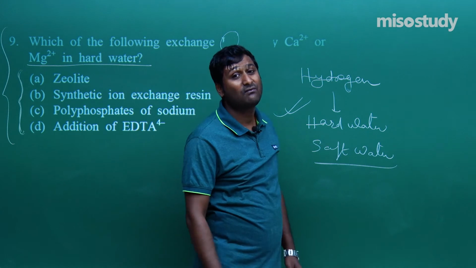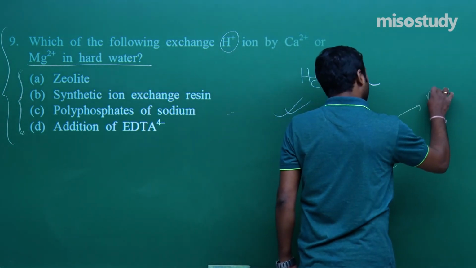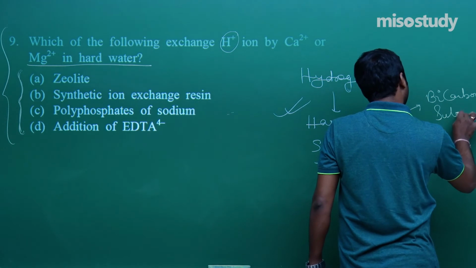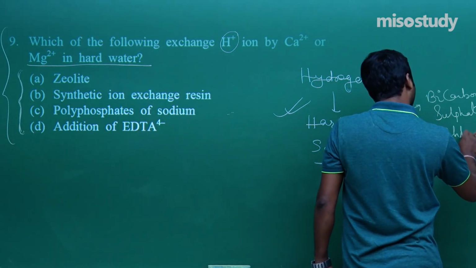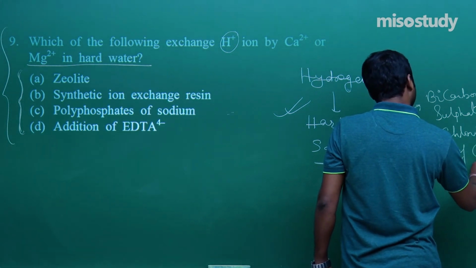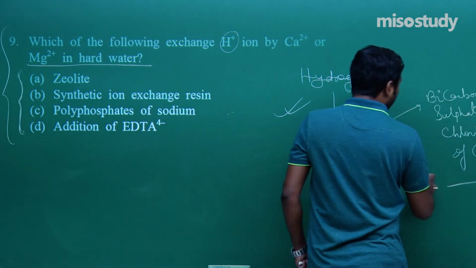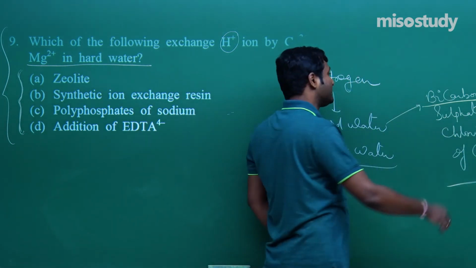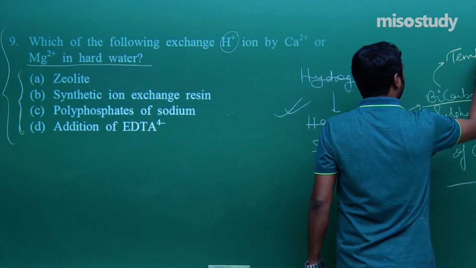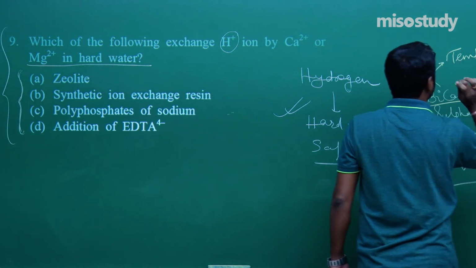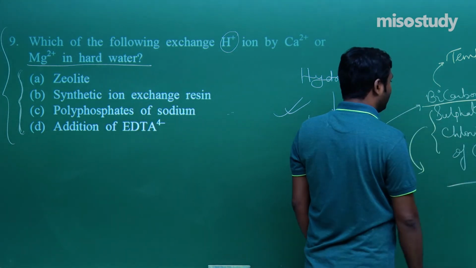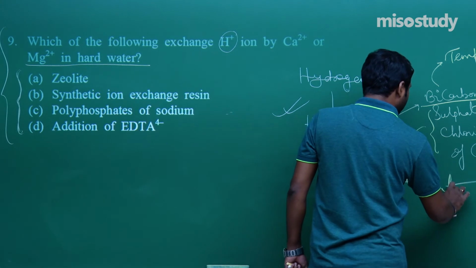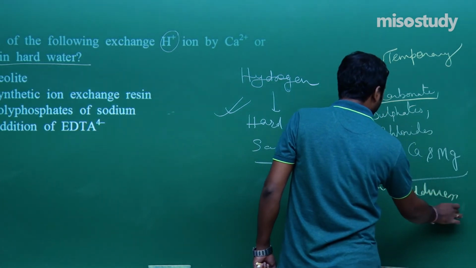Hardness, what is the reason for hardness? Sir, hardness is due to the bicarbonates or sulfates or chlorides of calcium and magnesium. And how to remove it? There are many methods. If there is a presence of bicarbonate, then we say this is temporary hardness. Remember this, just a revision, like temporary hardness. If there is a presence of sulfate and chloride of calcium and magnesium, we say this is permanent hardness. Clear to you? How to remove the permanent hardness?